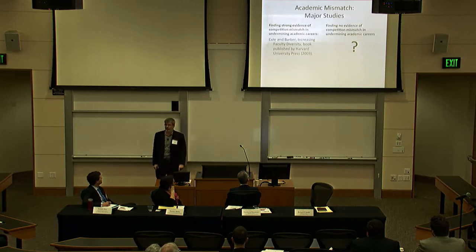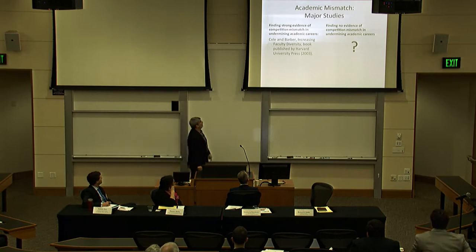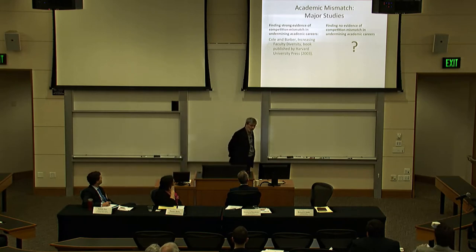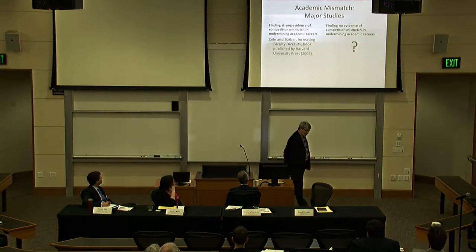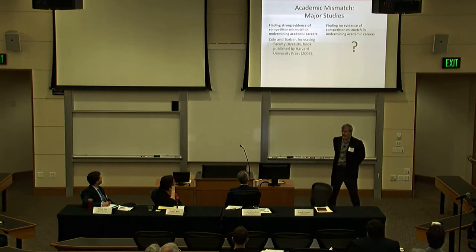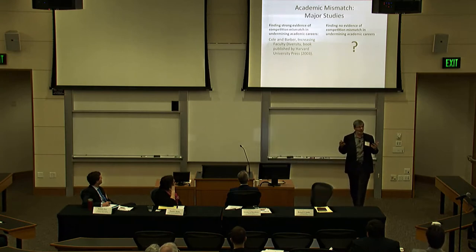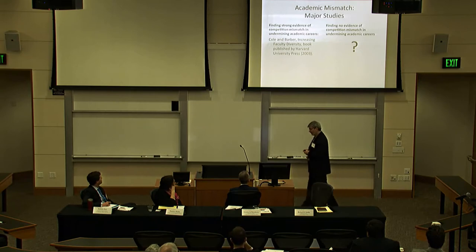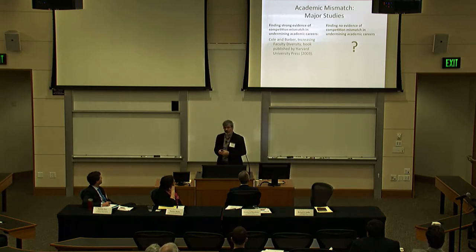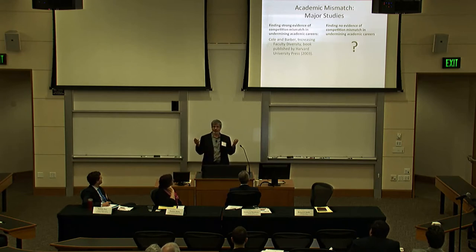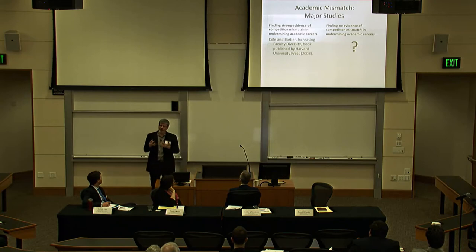Academic mismatch hasn't been studied very much, but the one study that was done was by Colin Barber. This was a book that was commissioned by the Council of Ivy League Presidents, who were really concerned about the pipeline of minorities into academia. And they commissioned Colin Barber to do a really large, well-financed survey of about 8,000 students and to try to understand what things kept people on academic track.